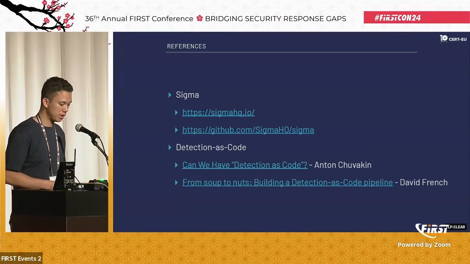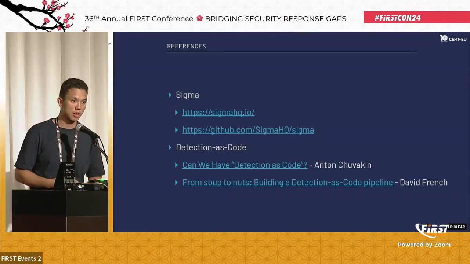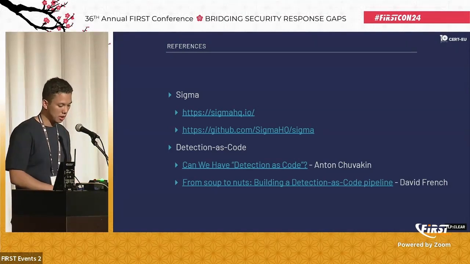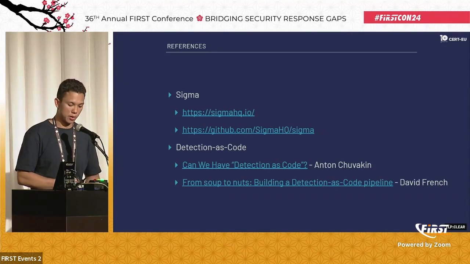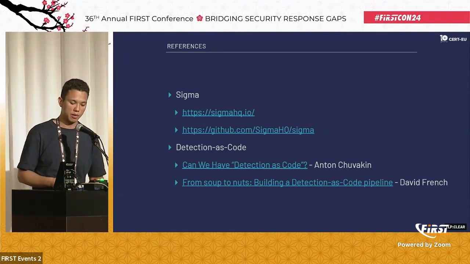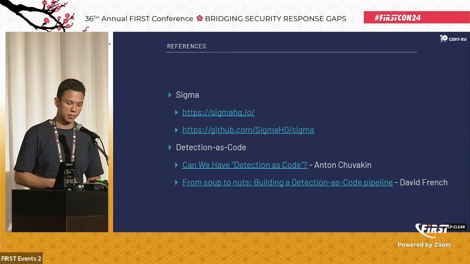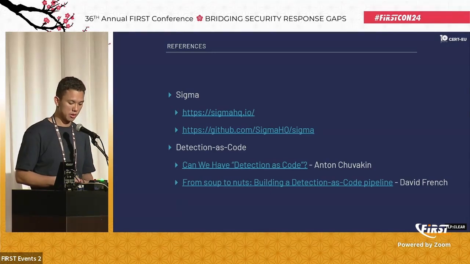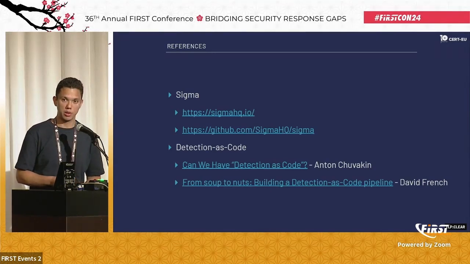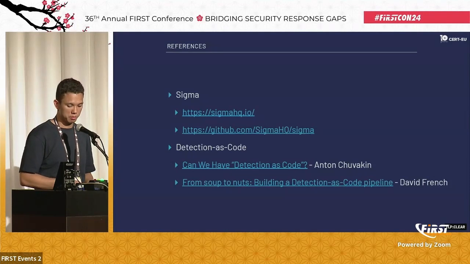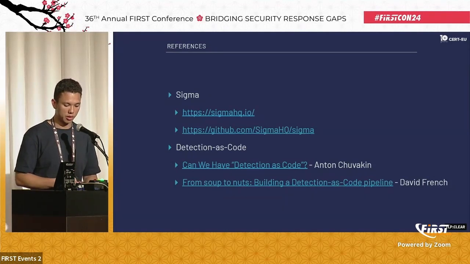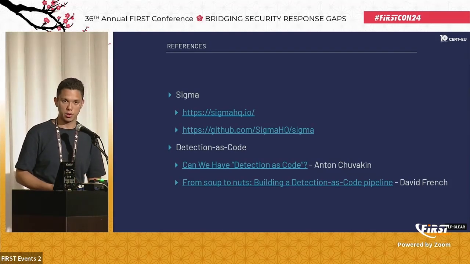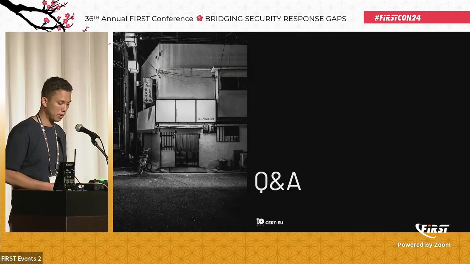Some of the references displayed helped me a lot. The Sigma community is incredible. They helped me a lot. Sigma has a lot of documentation, and it is still evolving. Earlier today, Thomas Pasca released a blog post about the correlation feature on Sigma, which I do recommend. And obviously, David French and Anton Chuvakin helped me a lot in understanding and embracing detection as code. So thank you for listening to me.